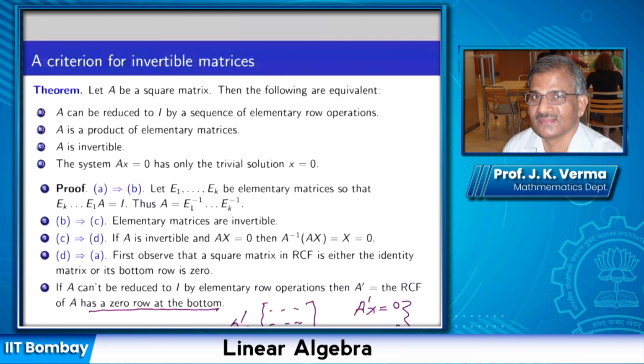Yeah? There is a free variable. Once there is a free variable, there are infinitely many solutions. So we have arrived at a contradiction. Our assumption was Ax equal to 0 has only the trivial solution.